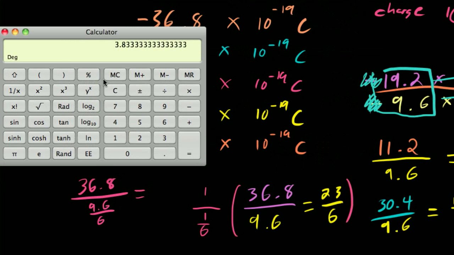So let me go ahead and get my calculator out. Let's actually just figure out what 9.6 divided by 6 would be. And it would be 1.6. Okay, so now let's divide 36.8 by 1.6. And there we go. We've got our whole number answer.